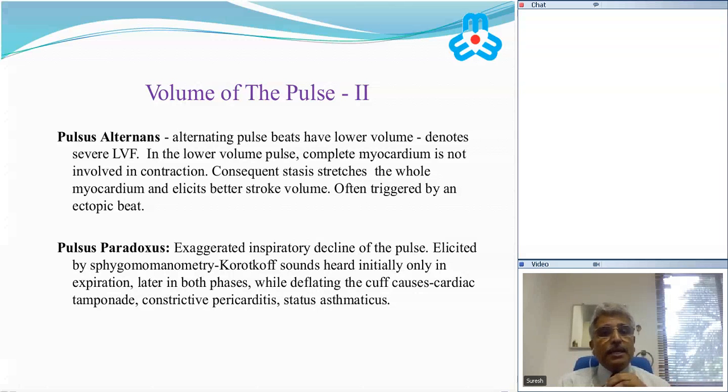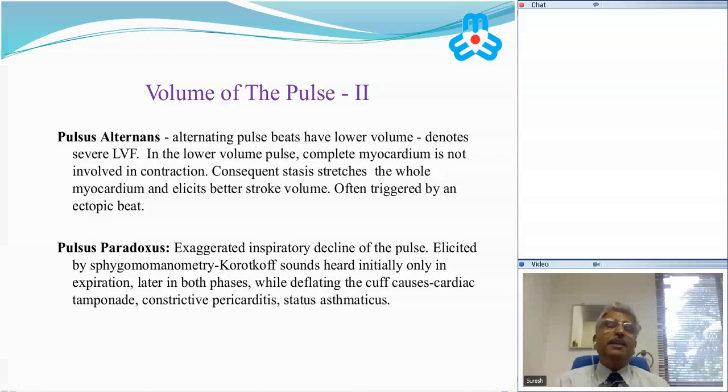Now, the other important abnormality in the volume of the pulse is the pulsus paradoxus. It is an exaggerated inspiratory decline of the pulse. Why exaggerated? Normally, when you take an inspiration, there is a holdup of blood in the lung and a decreased return to the left heart. So as a result, in inspiration, as such, the left heart output is slightly less than in expiration.